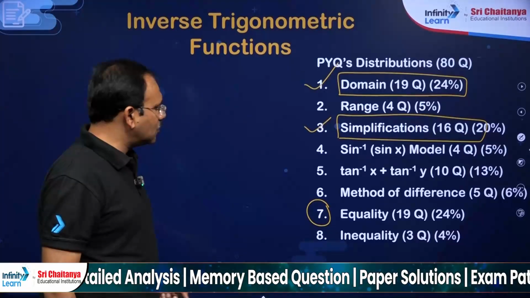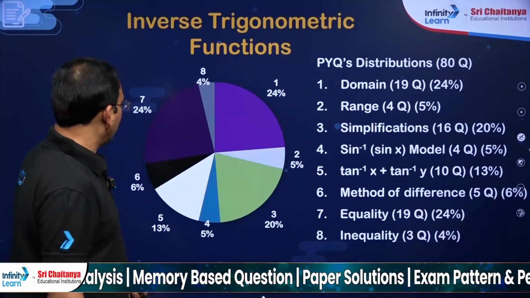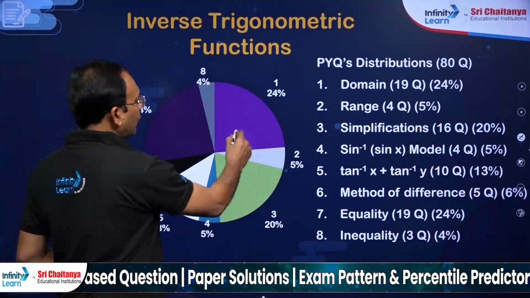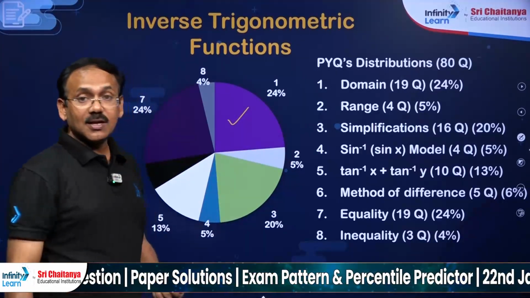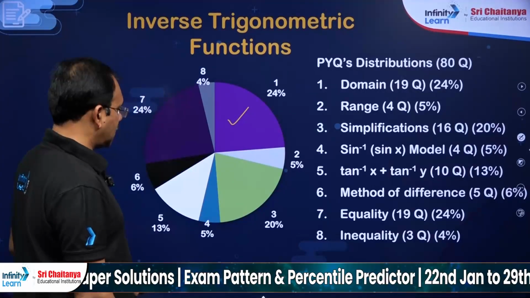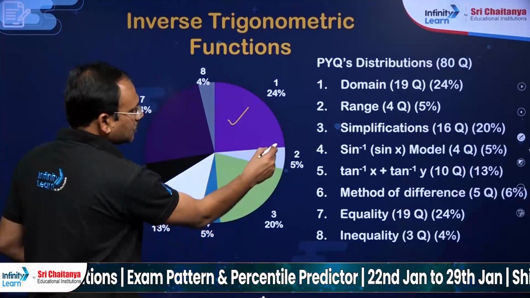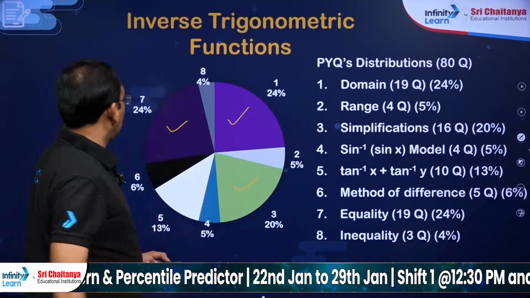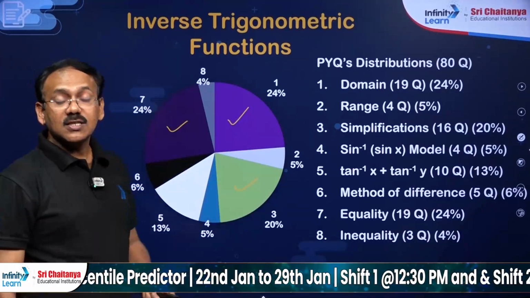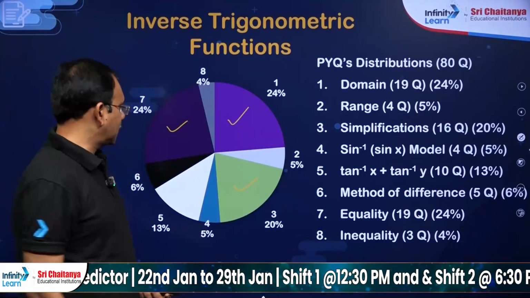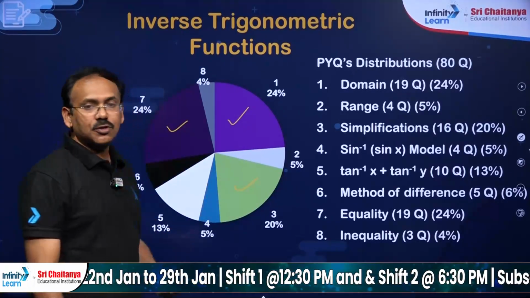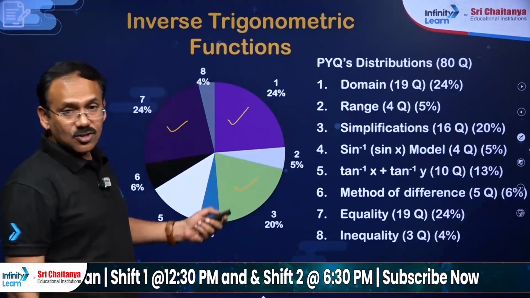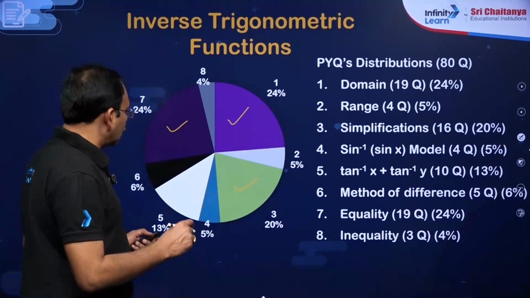So of all these you can observe here dear students which models take the lion's share. 24% questions are based on finding the domain, then 20% of the questions on simplifications, and 24% of the questions are on the 7th concept, that is solving inverse trigonometry related equations. These three almost took 70% or 75% of the weightage of the questions, my dear friends. So these are the core areas.